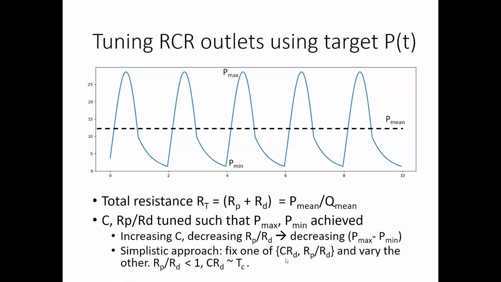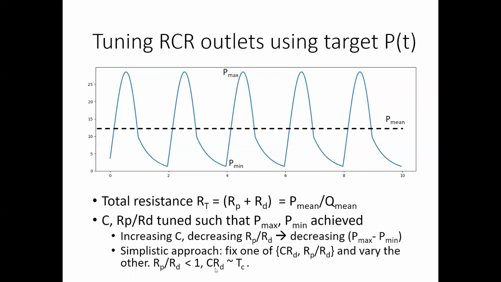Typically we fix the time constant that I was discussing below, the filling time, C times RD, and vary the other. So we either fix the time constant C times RD and vary the proximal to distal ratio, or we fix the proximal to distal ratio and vary the time constant. Good things to note over here is that usually the proximal to distal ratio is less than one, and sometimes it's much less than one. So if you're getting an RP to RD that's around one or greater than one, then that should probably mean that your tuning is going a little far off and you should maybe adjust your time constant.